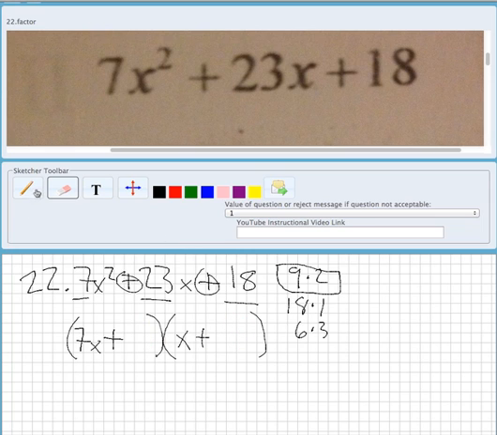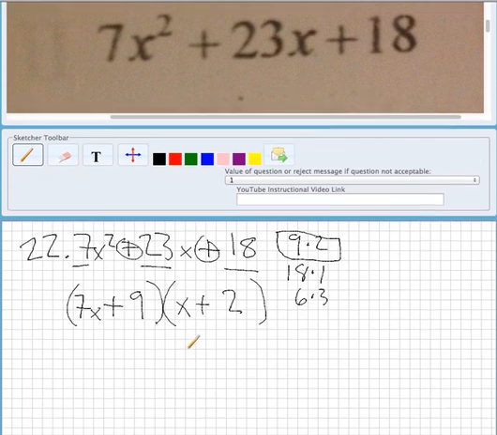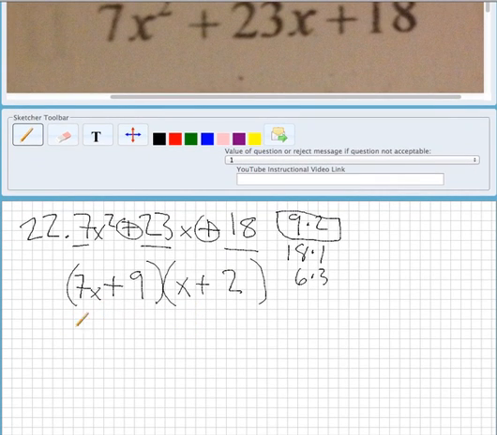So now what I want to do is just flip these two numbers. So I'm going to put 9 here and 2 here, okay? And I'm just going to FOIL this out. So the first is going to be 7x squared. That is in line with our first one. Our outsides are going to be 14x. And our insides are going to be 9x. And then our lasts are going to be 18.